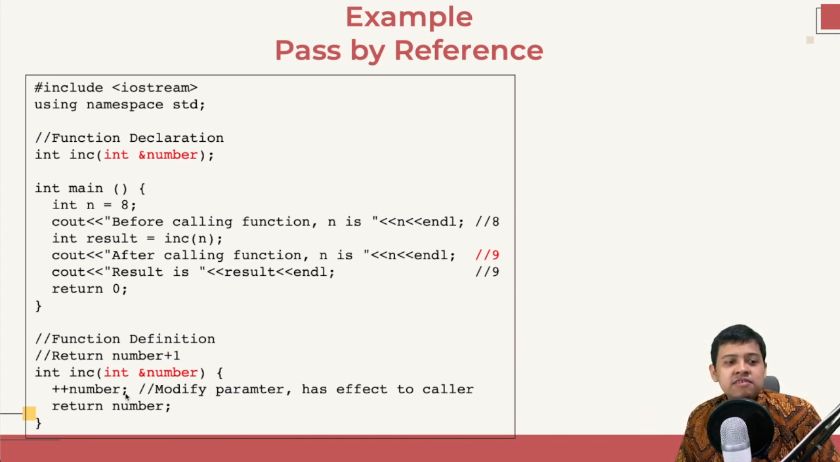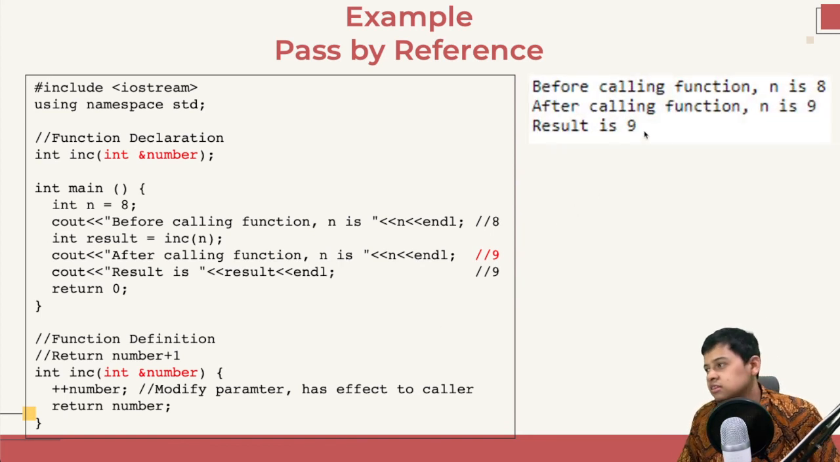Therefore, if anything changes in the number itself, like we increment inside of the number variable, the number parameter over here, there will be change at the root variable, because we call here using the ampersand, so the n over here will change, and the result will be like this. So before the calling it is 8, after the calling it is 9. So after the modification over here, it got modified, and then the result is also 9. So this is pass by reference.